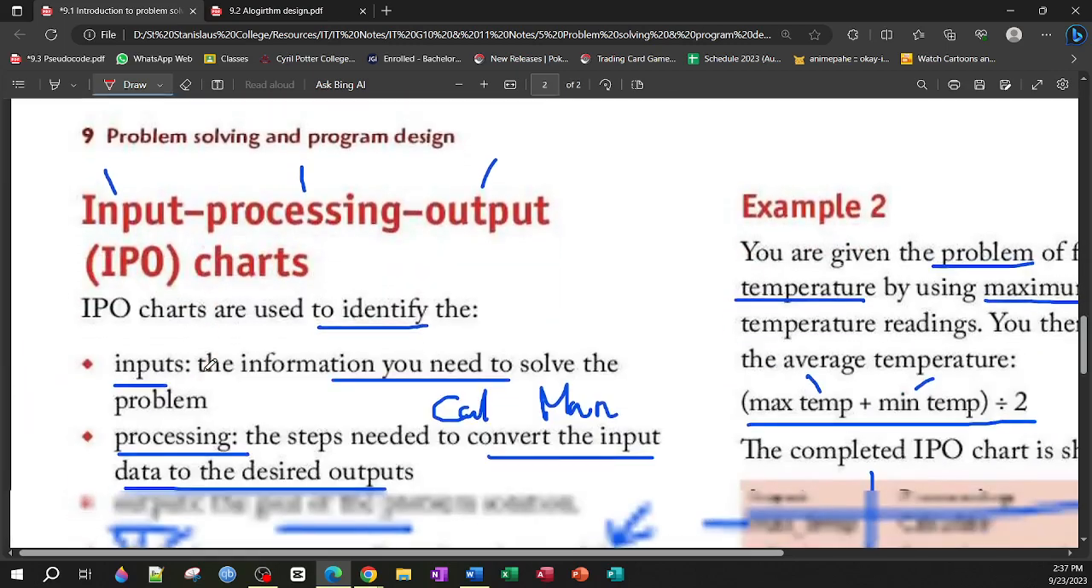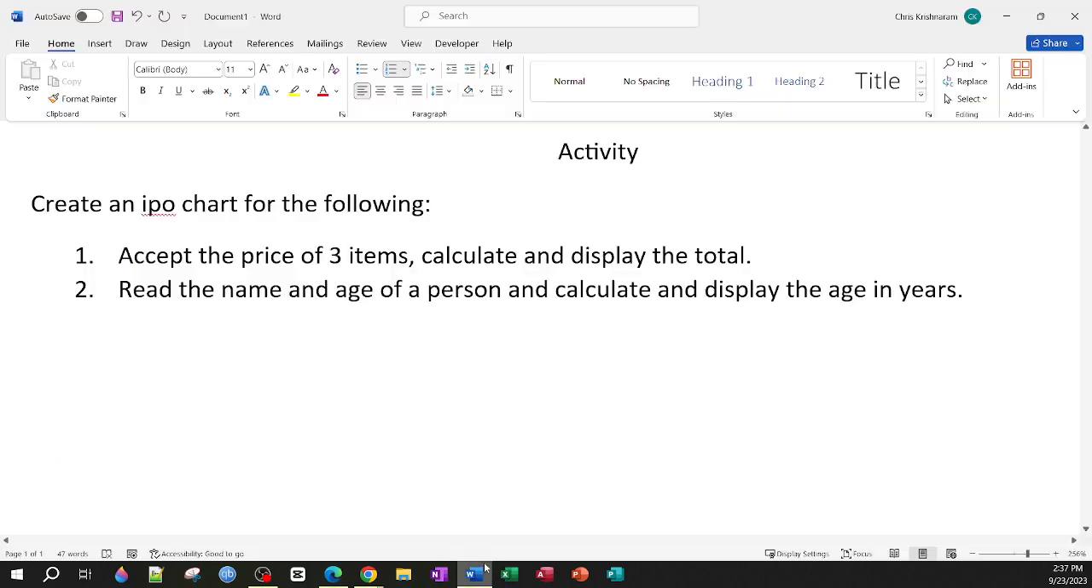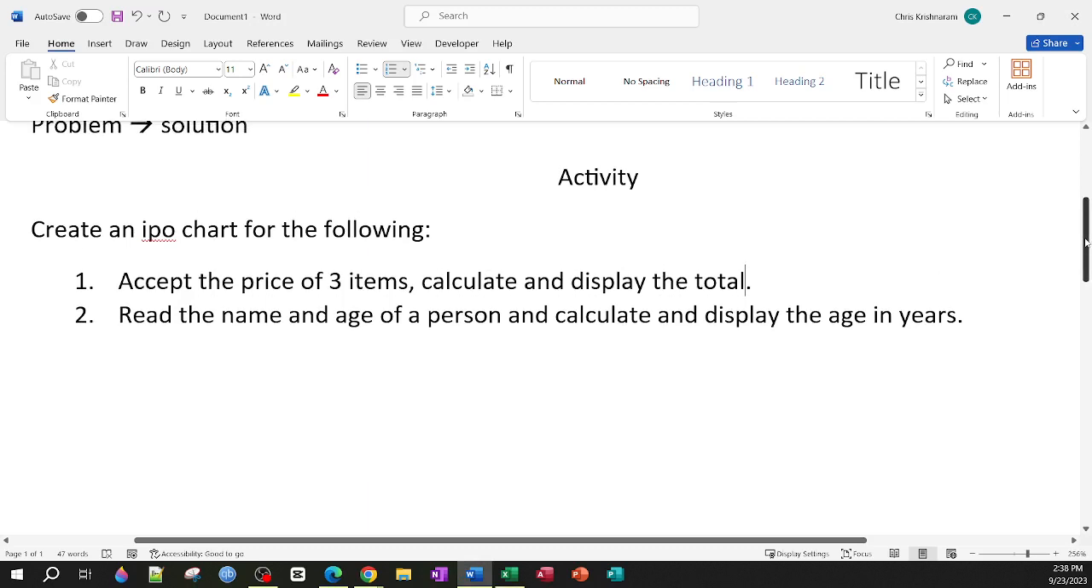So with that in mind, we have an activity right now. You can ask me any questions you want. The activity is to create the following IPO chart. So can you start that?